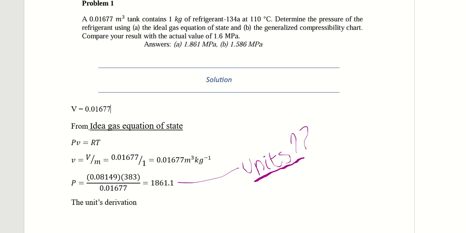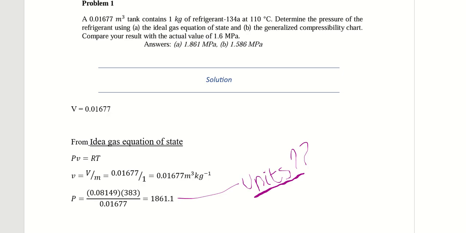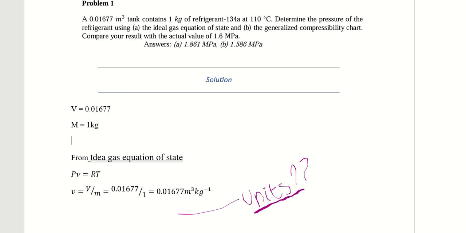Now that's one: mass, 1 kilogram of refrigerant, mass is equal to 1 kg, and temperature T is equal to 110 degrees Celsius. So we put the units. I've not activated my units as I do this work.